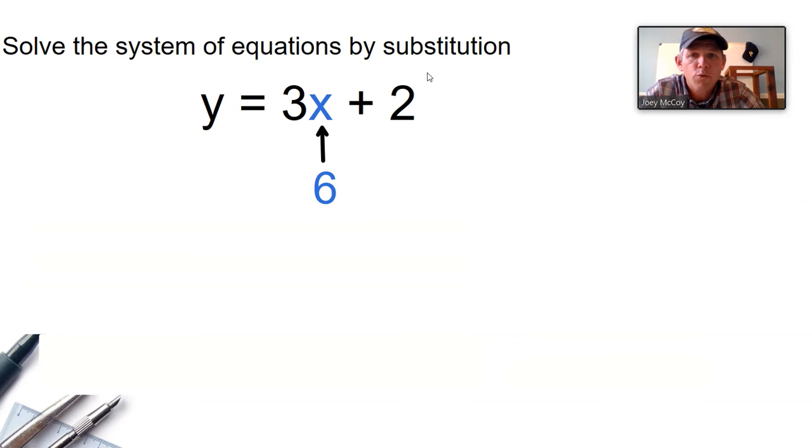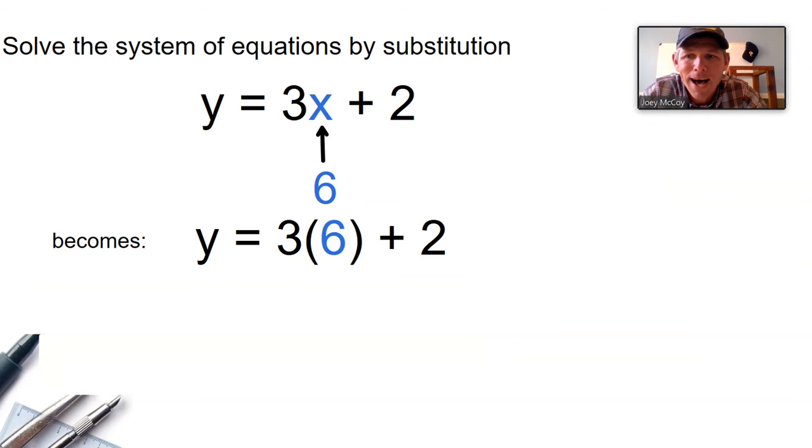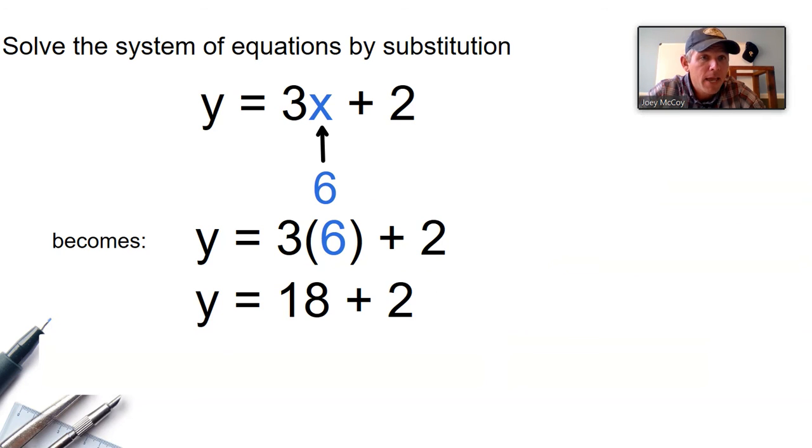Okay. Now, once we write in these notes that look just like this image, we need to actually substitute. And when we substitute, that is going to become y equals 3 parentheses 6 plus 2. Write that in now. Now that I have that in, I'm just going to evaluate. I'm going to find my value for y. So I think 3 times 6 is, that's right, 18. And I continue. 18 plus 2 is 20.